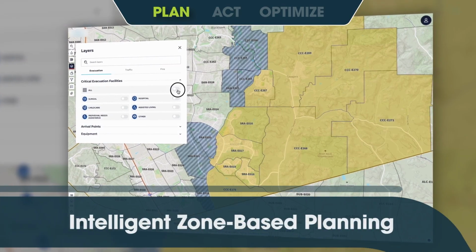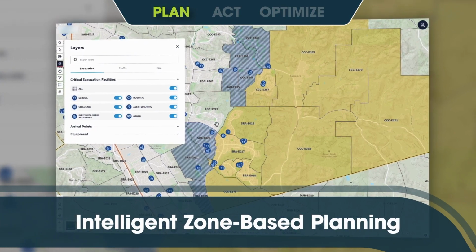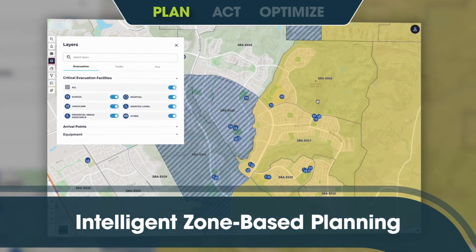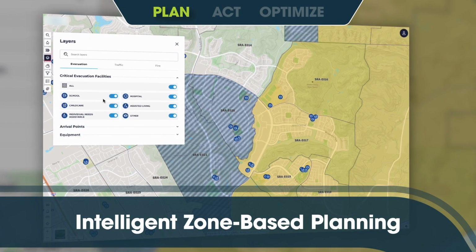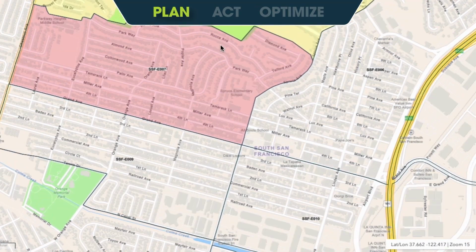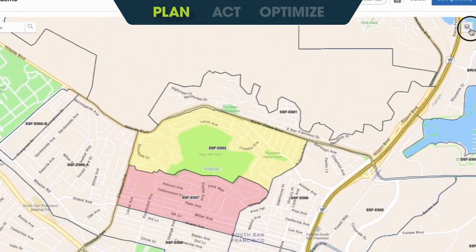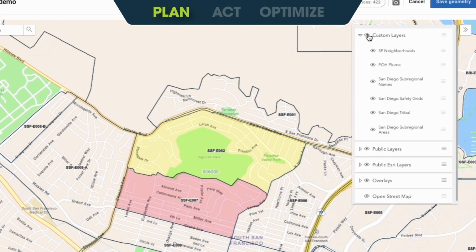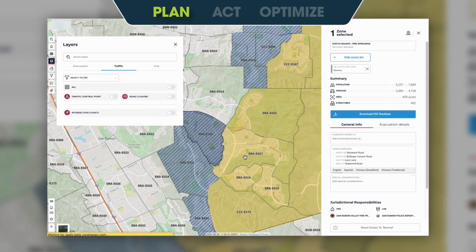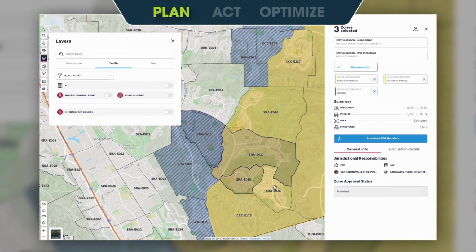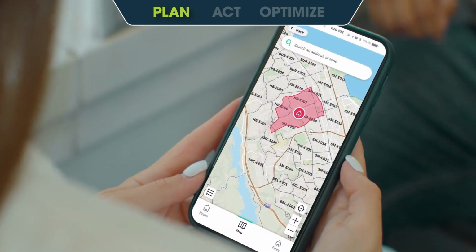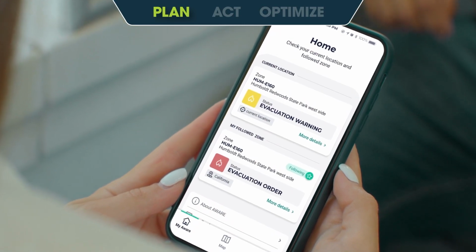Intelligently segment your communities based on population density, specific topography, and more with street-level precision. Or define and customize zones based on facilities or people with a focus as wide as a complete corporate campus or as specific as individual buildings and single rooms. This enables unmatched precision in critical communications and ensures the right people receive the right message at the right time.